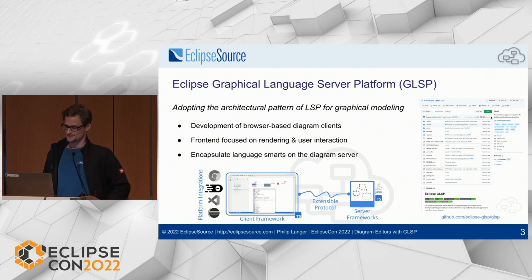So Eclipse GLSP is, as the name implies, an Eclipse project hosted on GitHub, so you can find it on this URL. And it basically provides you 4 types of components. First of all, server frameworks. So you can basically use these frameworks to build specific diagram servers for your particular diagram language, either with TypeScript or Java. It provides a defined protocol that is, however, extensible so that you can add your domain-specific stuff on top. It provides a client framework with TypeScript, basically to define how your diagram shall be rendered, as well as how the user interaction should be implemented.